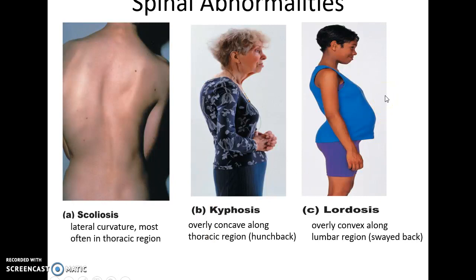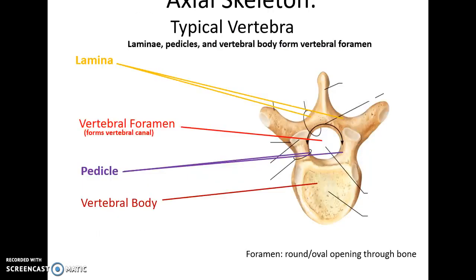Some abnormalities in the curvature include scoliosis, where there is abnormal lateral curvature to the vertebral column. There's kyphosis, where there is an exaggerated curvature of the thoracic region, sometimes called a hunchback, very common in the elderly. And then lordosis, abnormal curvature of the lumbar region, sometimes called swayed back. While this can occur in a woman who's pregnant, it can occur in anybody and maybe even make them look pregnant as the abdominal organs get pushed forward.